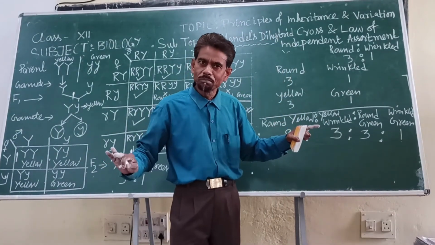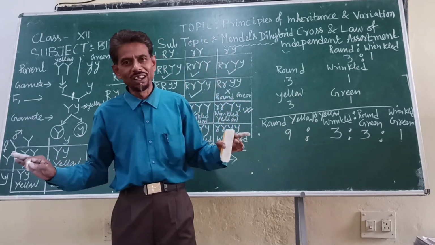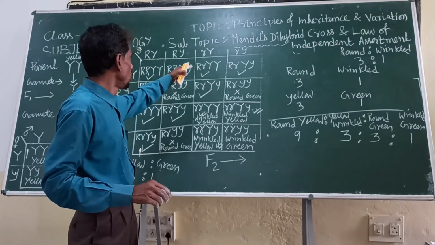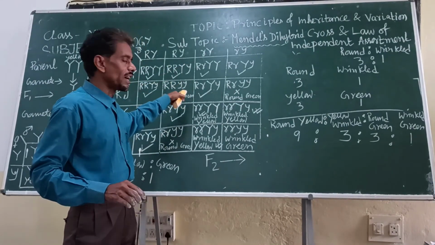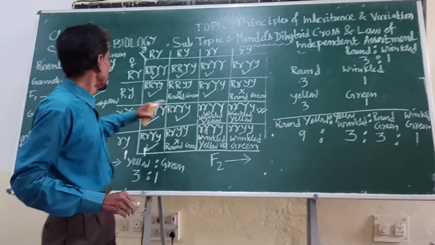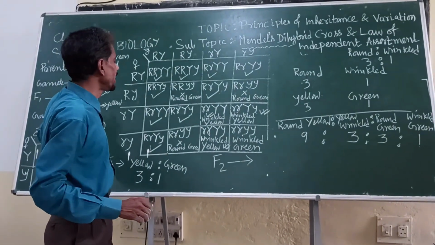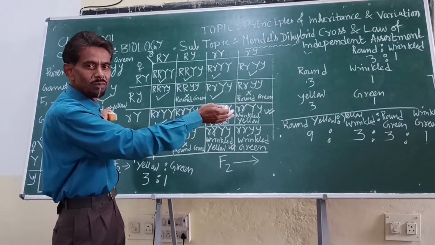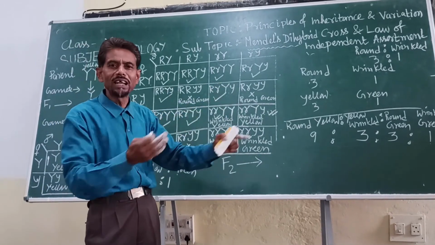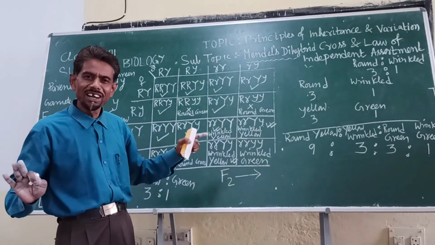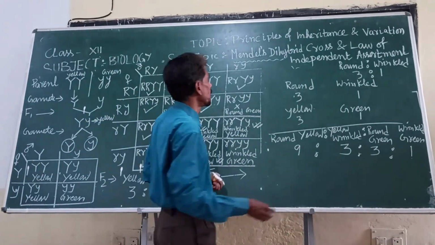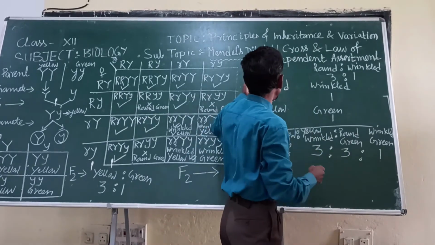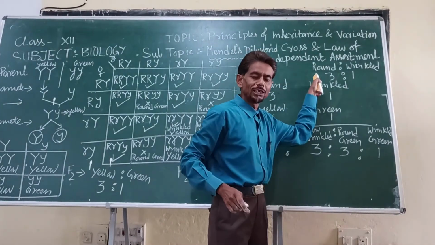Is that very clear to you? I suppose you got a very, very clear concept. As I have given you, at a time two pairs of contrasting characters are taken and in the F2 generation the product, and I have shown you how the single pair of contrasting characters separately, the result 3:1, are then multiplied and got this. Is that clear? Now we shall come to the concept of Mendel's dihybrid cross and law. So we have discussed the Mendel dihybrid cross, and then the law of independent assortment.